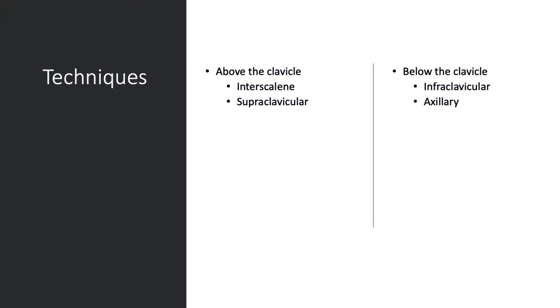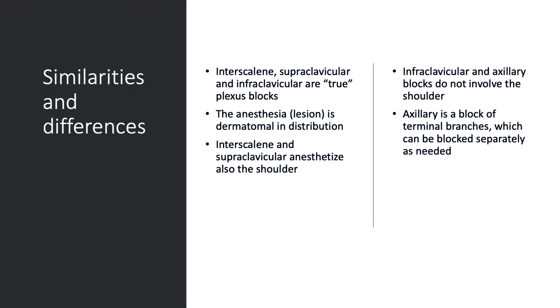Now, in terms of the techniques you can do in the upper extremity, one way to classify them would be the blocks above the clavicle and the blocks below the clavicle. Above the clavicle you have interscalene and supraclavicular, and below the clavicle, infraclavicular and axillary. There are some similarities among the different techniques.